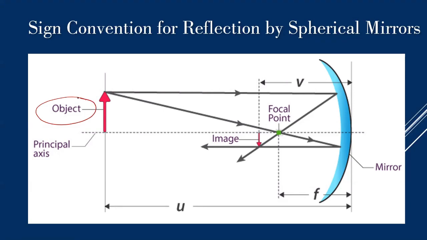So if you observe, this pink color arrow is the object. Images can be formed anywhere. Images can be formed in front of the mirror. If it's a virtual image, it can be formed behind the mirror. So the distance between the pole and the point where the object is kept is always called the object distance, which is denoted by U.